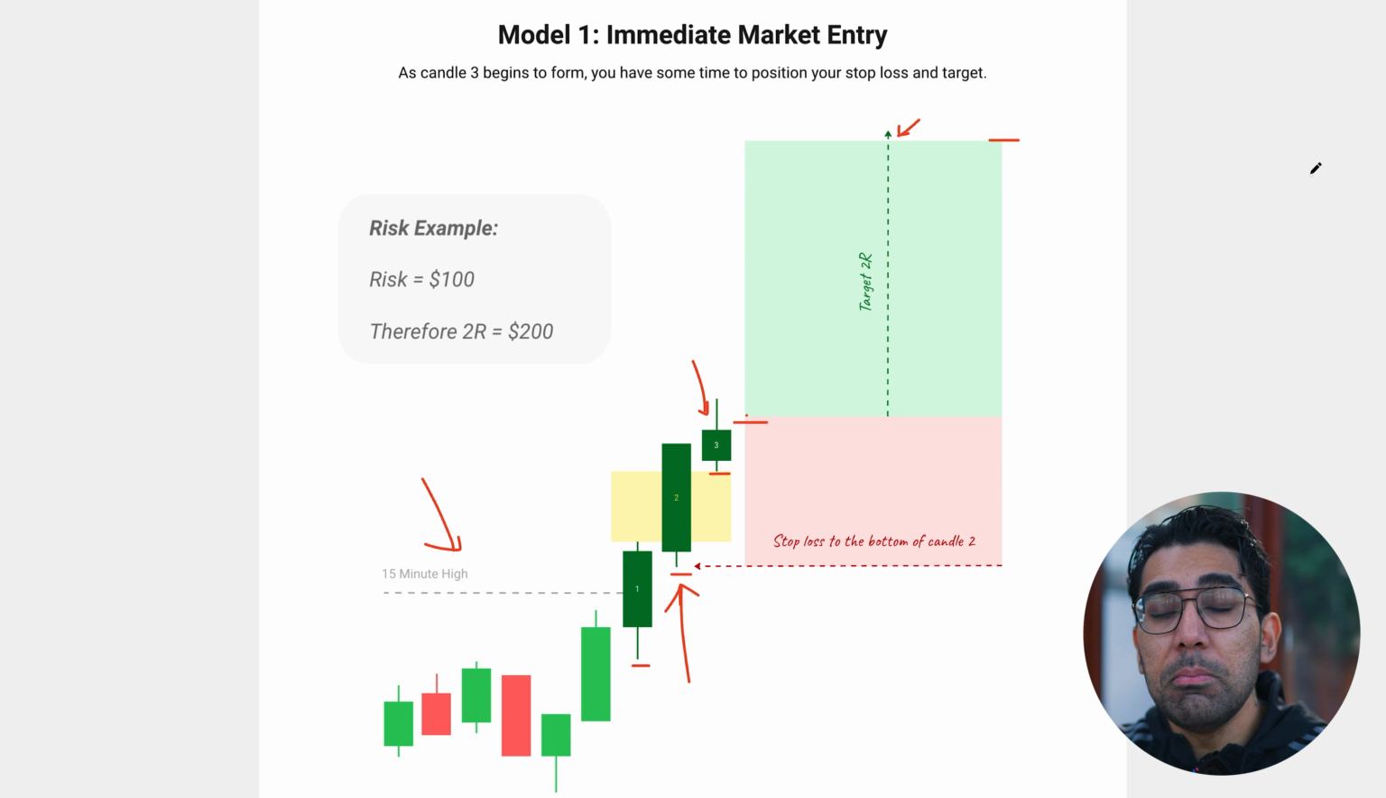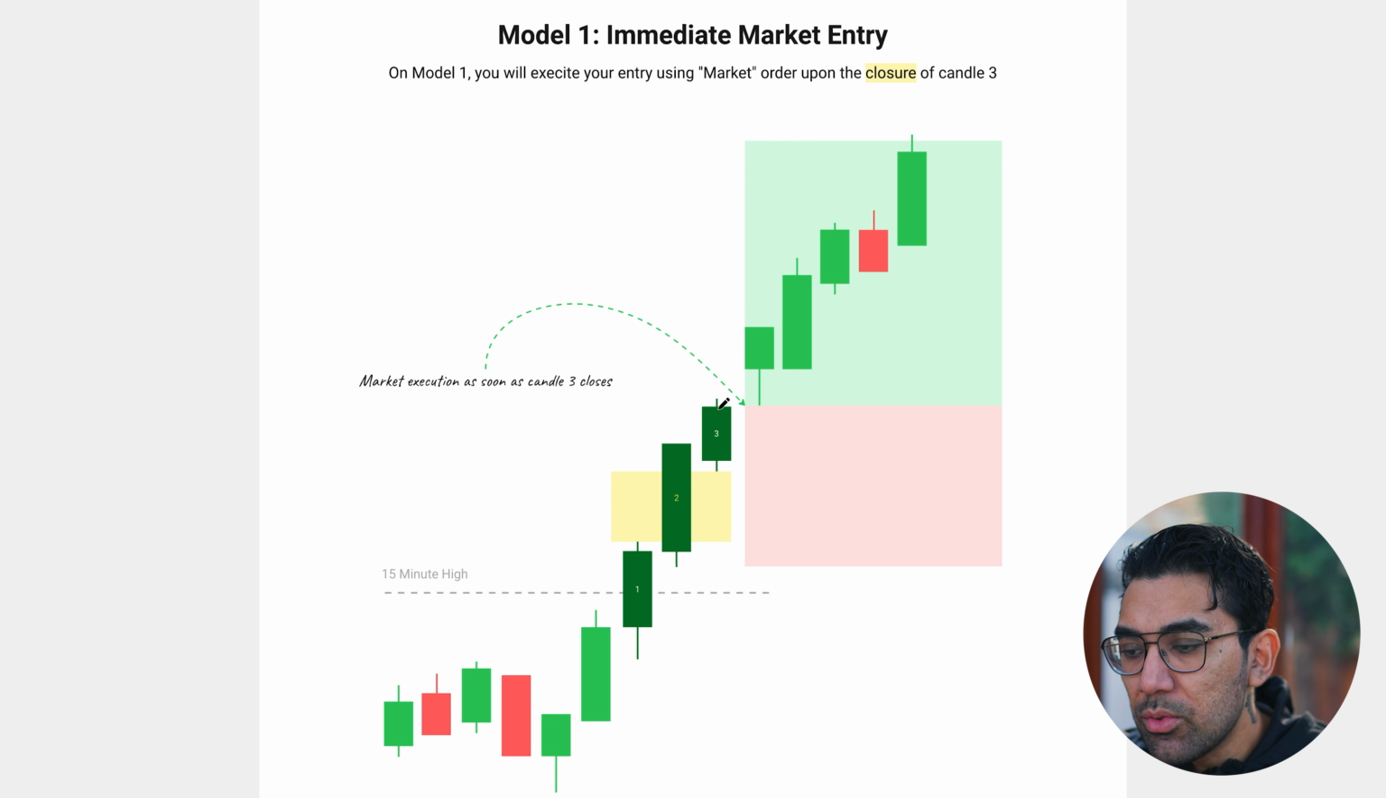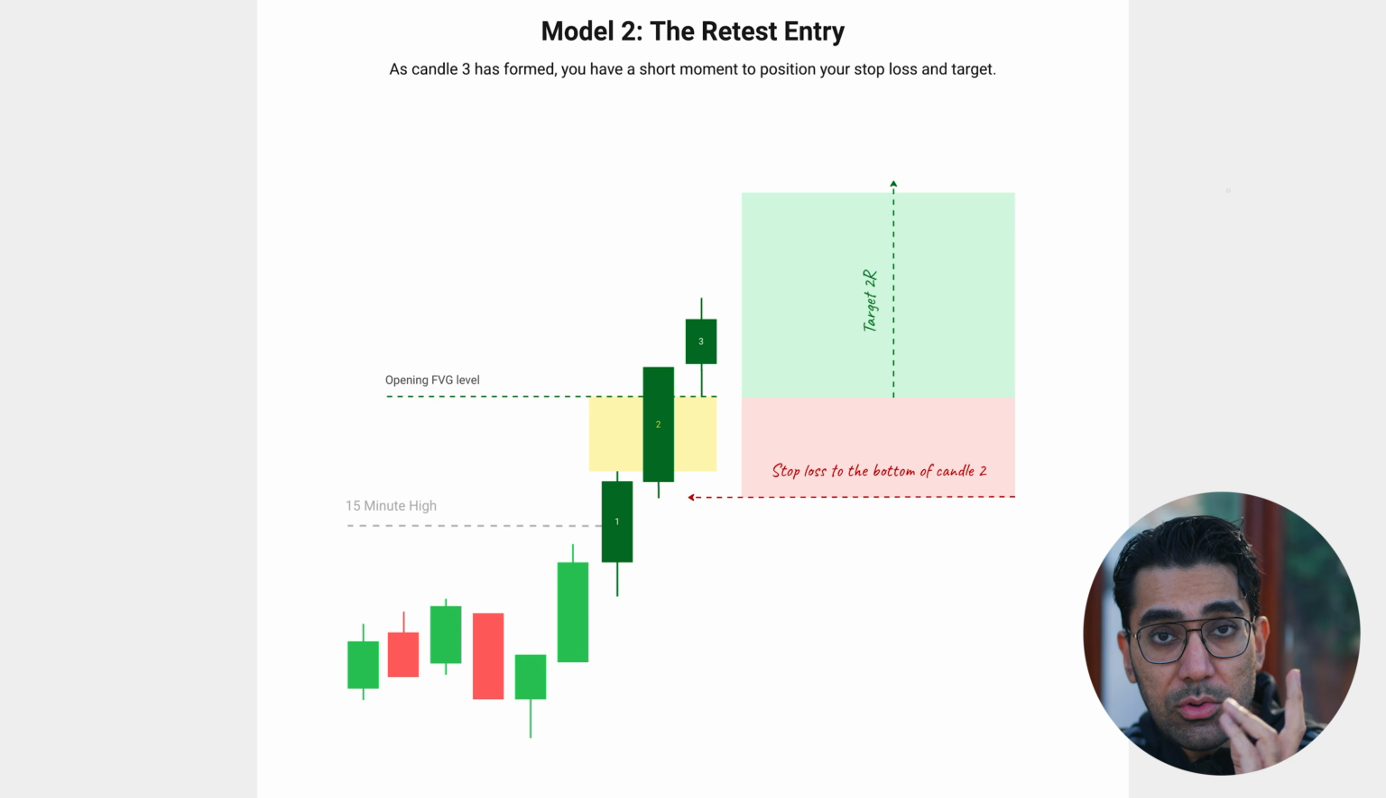That essentially is your immediate market entry. So just for more clarity, right there, as soon as candle 3 closes, you can see just where the little arrow is here, that is where the entry essentially is, all right? So hopefully this diagram just gives you a little bit more clarity on exactly how that works. Let's move on to the second model.